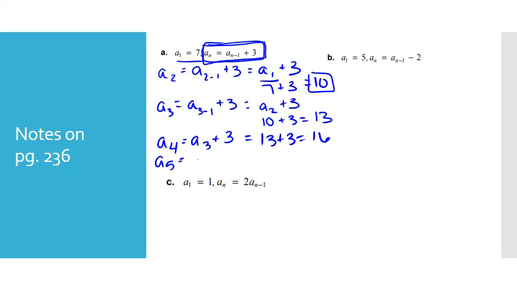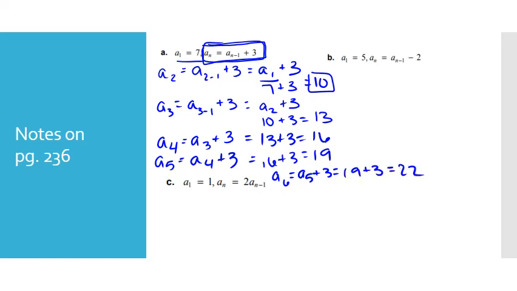A sub 5 would be a sub 4 plus 3, which would be 16 plus 3, 19, and then a sub 6 would be a sub 5 plus 3, which is 19 plus 3, which is 22. Okay, so my answer would actually be 10, 13, 16, 19, 22. Okay, so you kind of get the idea.